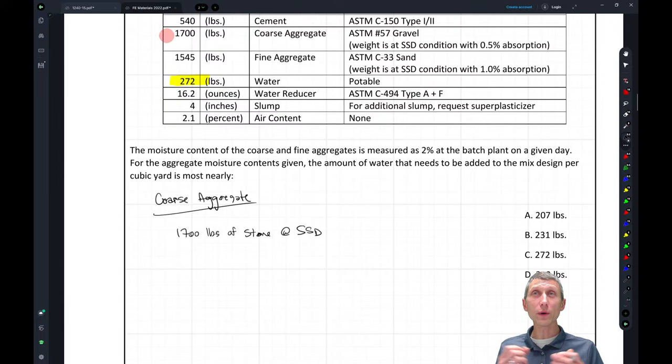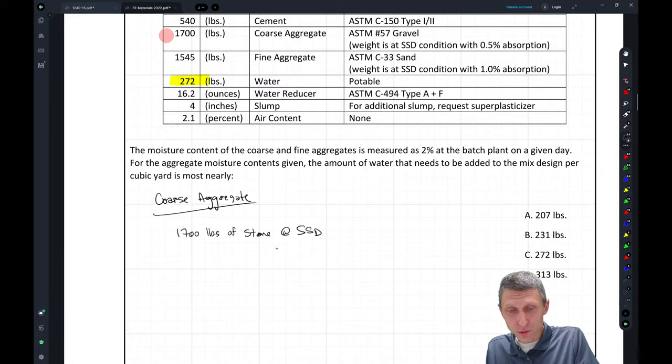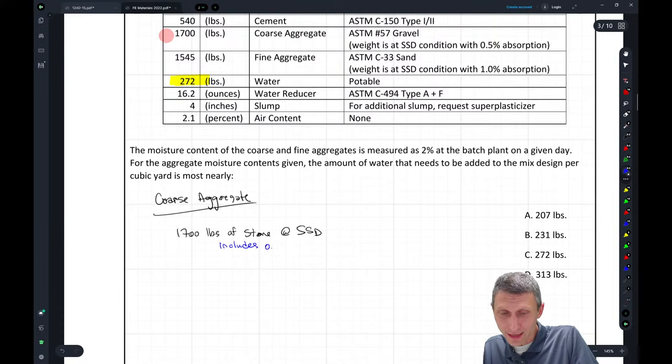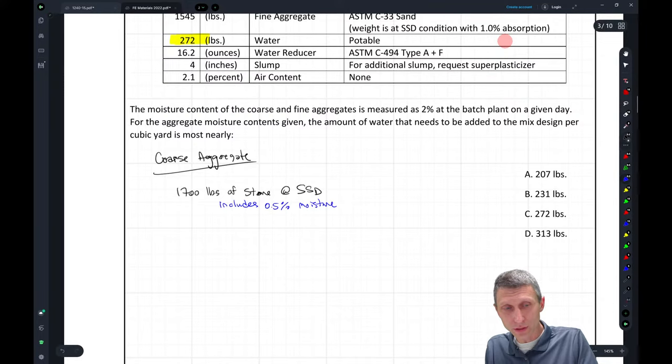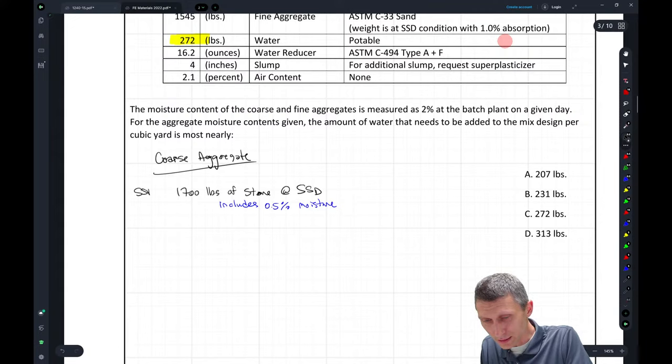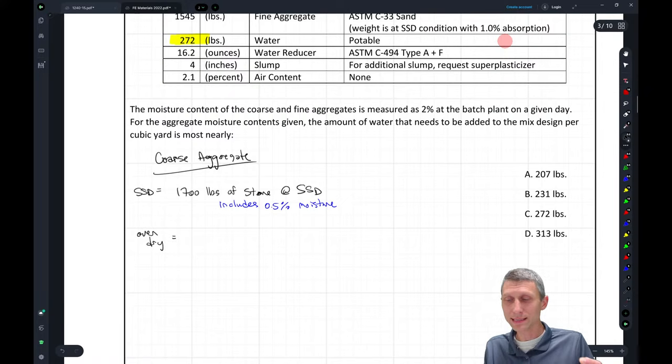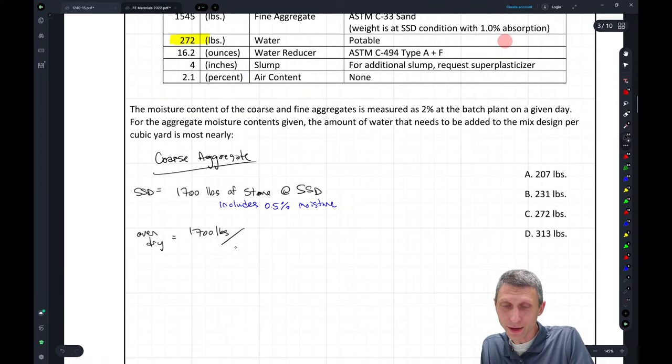Okay, so what that means is this 1700 pounds of stone includes essentially 0.5% of moisture. Does that make sense? Because this has 0.5% absorption. I asked them for those numbers too. I said, what's your absorption? And they gave them to me, because they have to do these calculations, they have to correct, right? So the question is, how do we get oven dry? If this is at SSD, so actually, let me write SSD over here. What's the oven dry condition? Well, this is essentially going to equal our 1,700 pounds divided by 1 plus 0.5%.